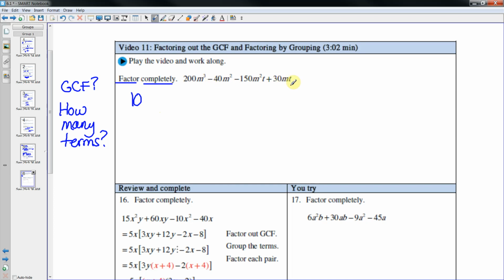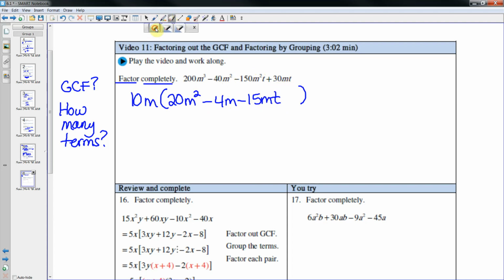Then, do I have an M in all of these? Yes, I do. The lowest exponent in the M's is an M to the 1. So I can take out a 10M from all 4 before I go to grouping. So 10 goes into 200 20 times, and I took out one of those M's, so I have an M squared. Minus 10 goes into 40 4 times, took out one of those M's, so I just have an M left. Minus 10 goes into 150 15 times, I took out one of the M's, and I still have a T with it.